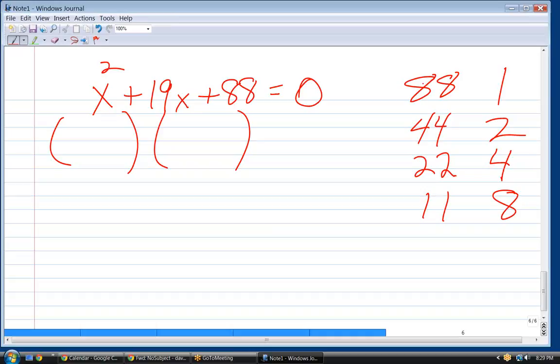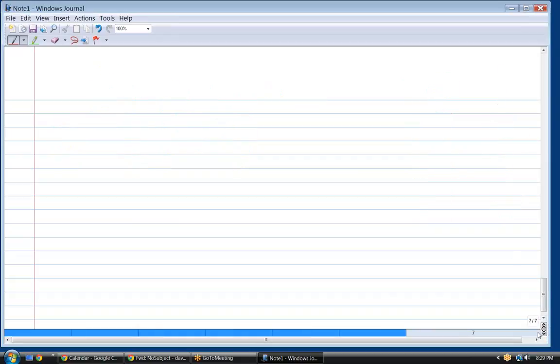Does it help you to do it your method? Yeah, this actually helps your method. At some point in your method, you have to find factors of 88, right? Exactly, that do what? That add to 19. Okay, which of those factors add to 19? 11 and 8. Okay. So it'd be x plus 11 and then x plus 8. Cool. And then equals 0, yeah. Cool.